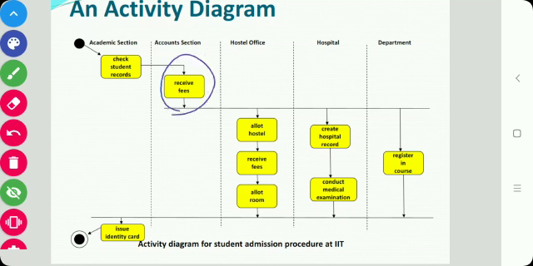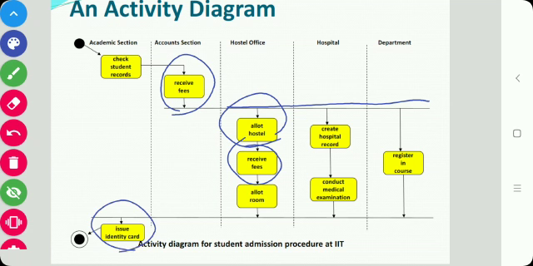After receiving the fees of that student, the three activities are performed parallelly, that is in the hostel, hospital and department. In the hostel, a room is allotted to the student. If that student paid the hostel fees, then room is allotted to that student. In the hospital, if the student is admitted, then the hospital records are created, and in the department registration is done by that student. Okay. After registration is done, the identity card is issued to that student. So, this is the activity diagram for student admission process.